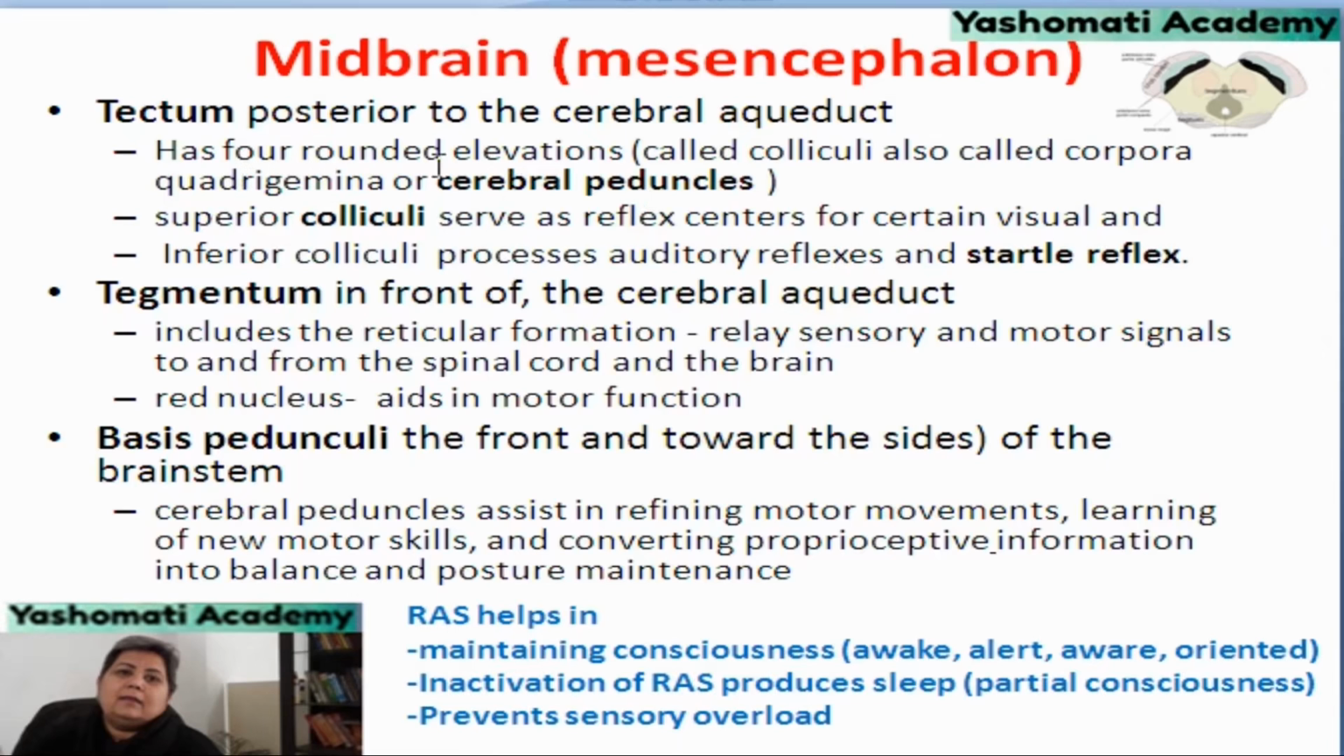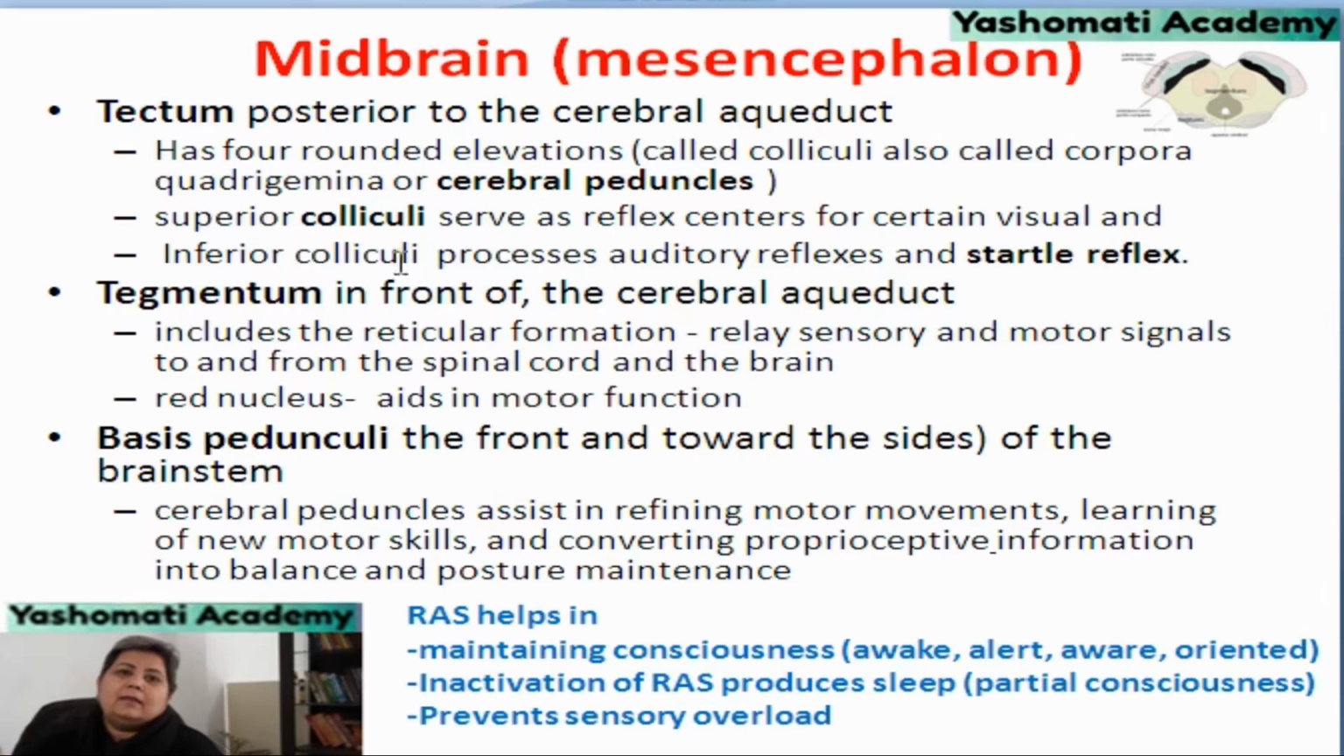There are four rounded elevations present in the midbrain. These four rounded elevations are arranged in pairs of two. The upper ones are called the superior colliculi, and the lower ones are called the inferior colliculi. The part which lies on the upper side is the superior colliculi, and the part which lies on the lower side is the inferior colliculi.